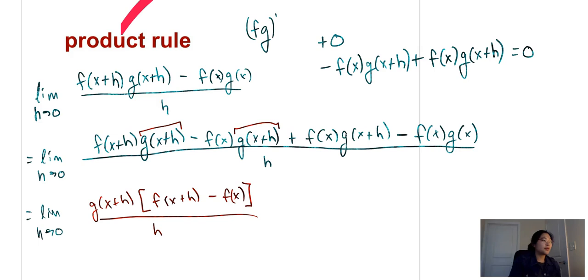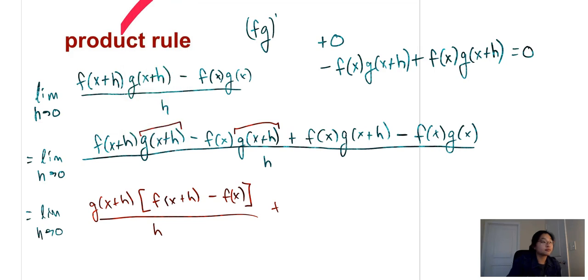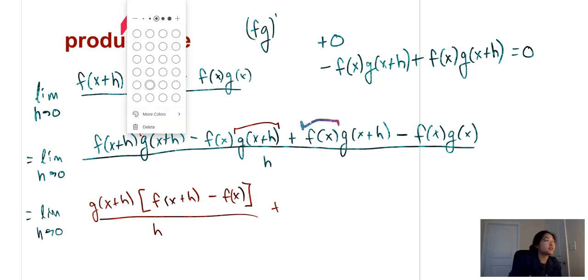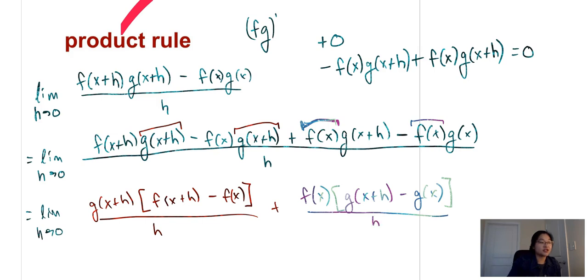And am I allowed to break this up so that I deal with these separately? I can take this whole numerator and split it up into multiple parts. I just want to deal with 2 parts. So what do we do now? Well, we have f of x right there, and we have f of x right there, so can't we factor that out as well? f of x times g of x plus h minus g of x, and all of that is over h. Lovely.